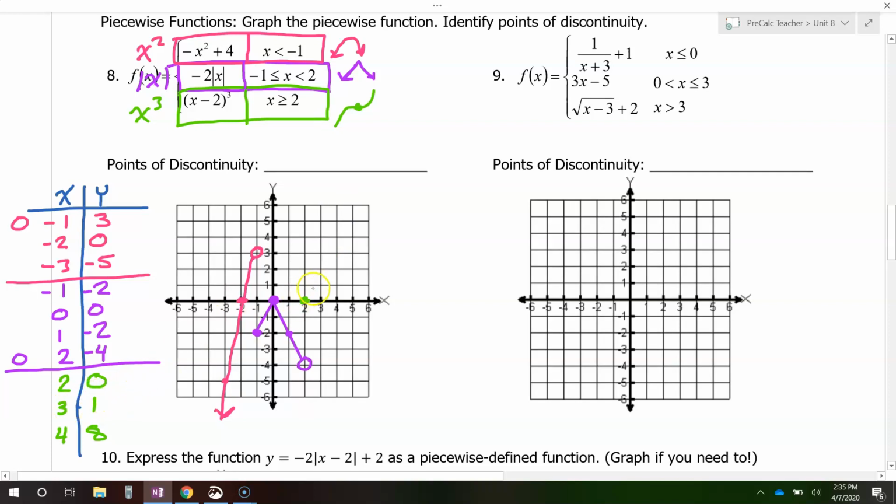So 3 comma 1 would be right here. And then 4 comma 8, all right, that's going to be a tiny bit off the graph, but that's okay. And so, yeah, we see that it's curving up just as we anticipated. I'm kind of missing a little bit here.